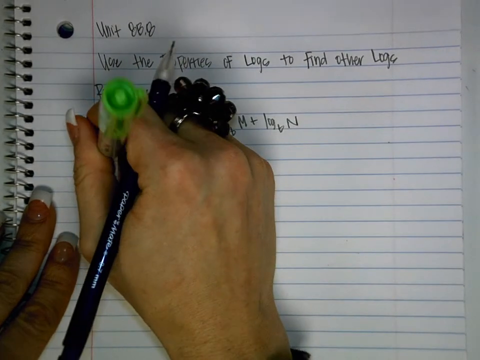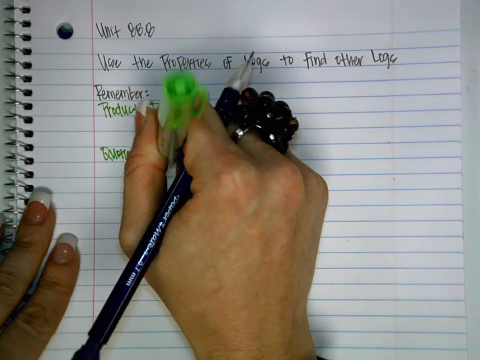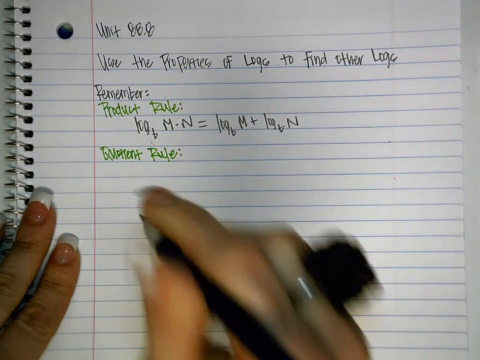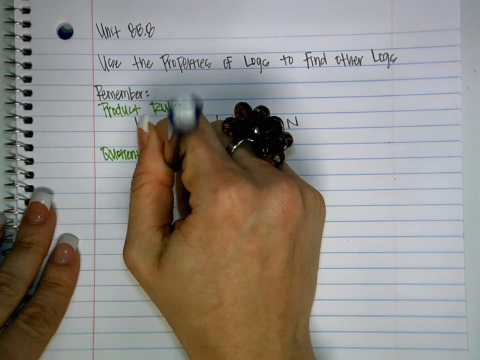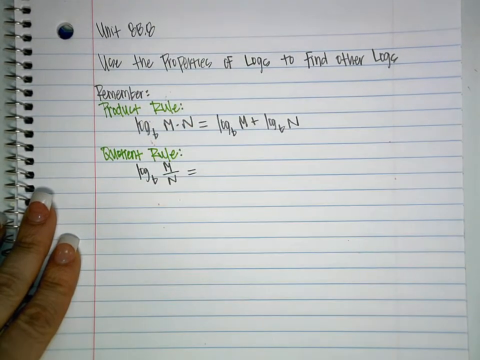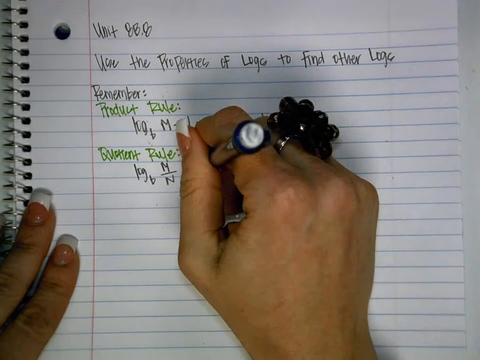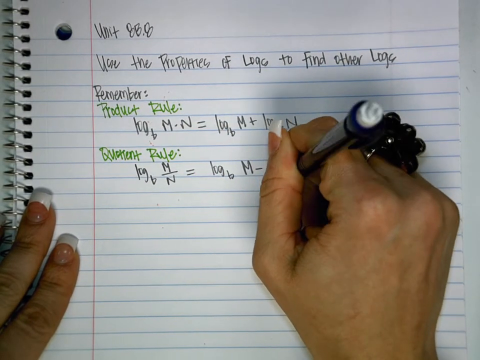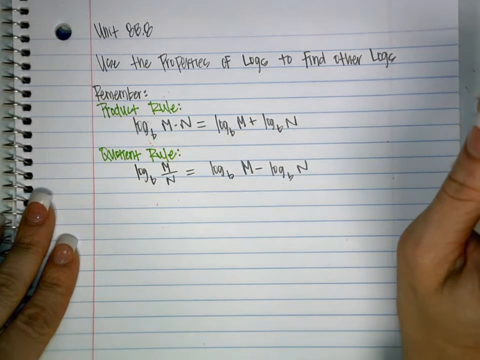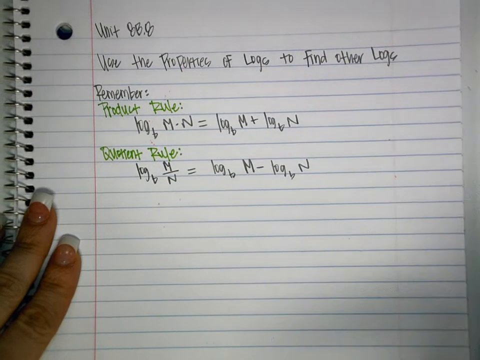The next important rule is the quotient rule. The quotient rule tells us that log base b of m divided by n is equal to log base b of m minus the log base b of n. Do we have to write that down? You need to remember them, so if you think you remember them, then I guess you don't need to write it down.